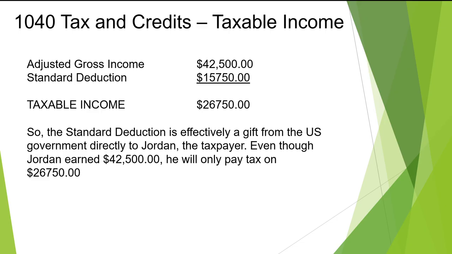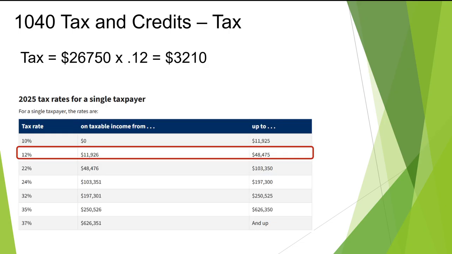Even though Jordan earned $42,500, he's only going to pay tax on $26,750 of that $42,500, which is a little bit more than half, but still a lot less than paying tax on the full amount.